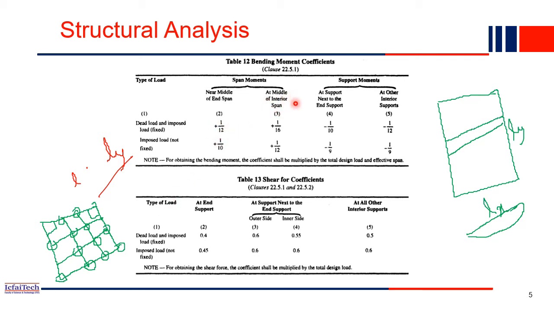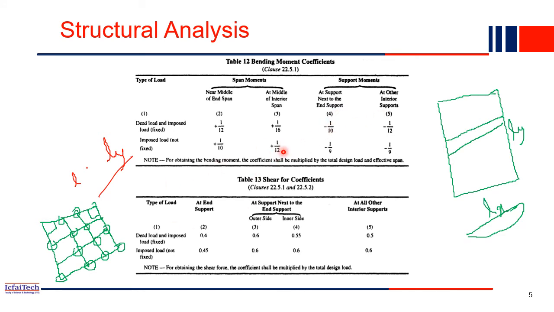Whereas at the middle of the interior span, this is the interior span. In that case, for the middle of the interior span, the value is 1 by 16. Whereas for this span, it is 1 by 12 because it is an end span. This is the intermediate, middle span, which means we can consider 1 by 16 here. Now, at the support next to the end span, this is another value.